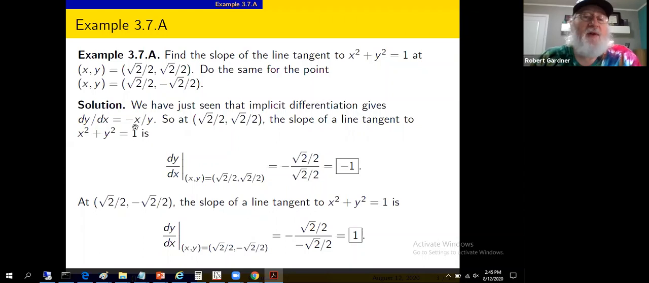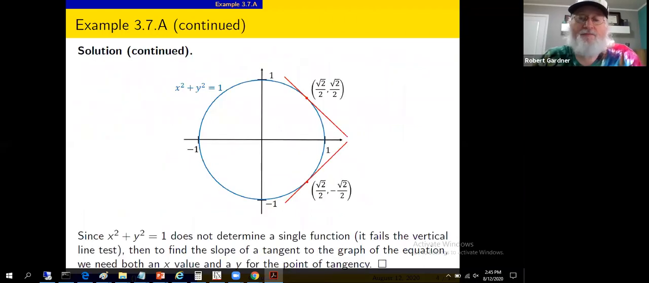Okay, it was negative x over y. Here's the negative out front. Here's the x value, square root of 2 over 2. Here's the y value, negative square root of 2 over 2. The negatives cancel, the numbers cancel, leaving us with a 1. This time the slope of the tangent line is 1. All right, let's draw a picture and see if any of this makes sense.